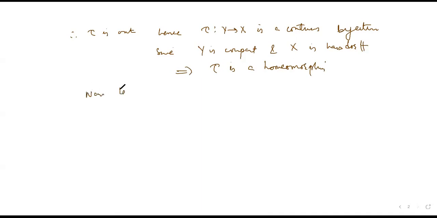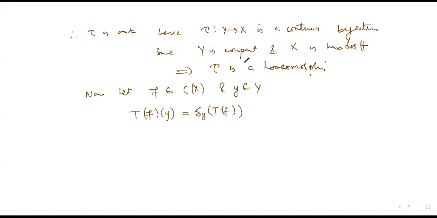Now let f belong to C(X) and y belong to Y. Now we have to establish that formula. So T f at y is the same thing as del y at T of f. Well, that is the definition of how this del works, right? This functional has this property, and that would be by definition of the conjugate, T star of del y of f.